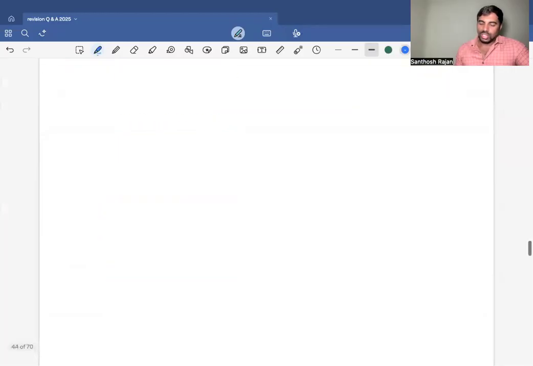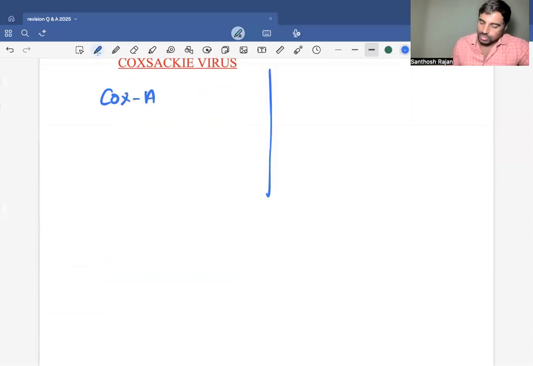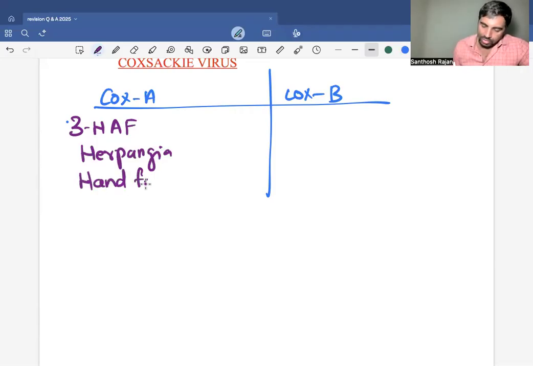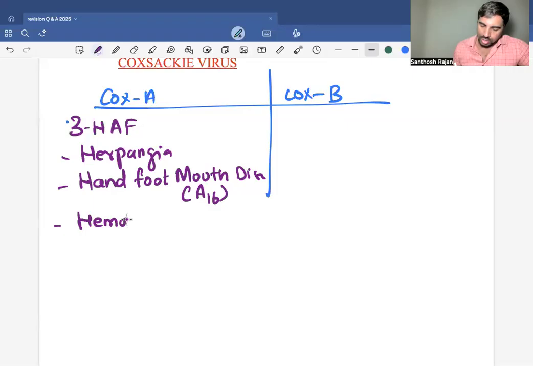Next, about Coxsackie virus. You can expect a question. We have Coxsackie A and Coxsackie B. Coxsackie A, I usually call it 3H: herpangina, hand, foot and mouth disease, and hemorrhagic conjunctivitis. They repeatedly ask about hand, foot and mouth disease, which is basically caused by A16. And A is also for aseptic meningitis.